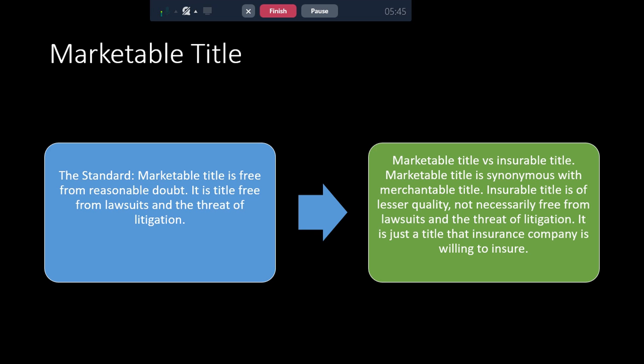There are two different kinds, the marketable title and there's insurable title. Insurable title is meaningless. It just means that the property can be insured. But marketable title is better because it means that no one else can come after you for this property because it does in fact belong to the seller.